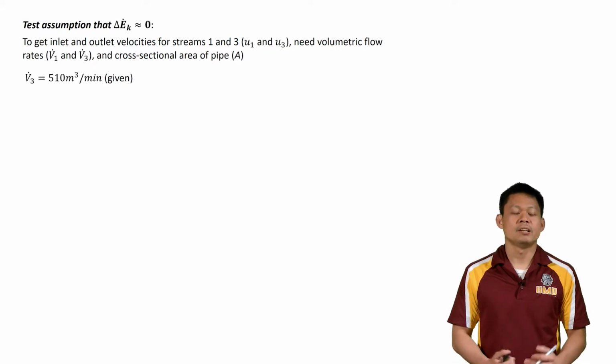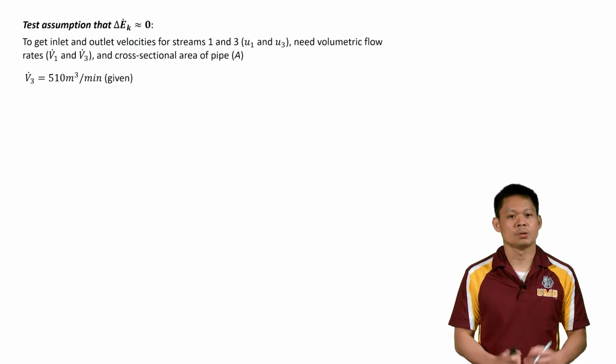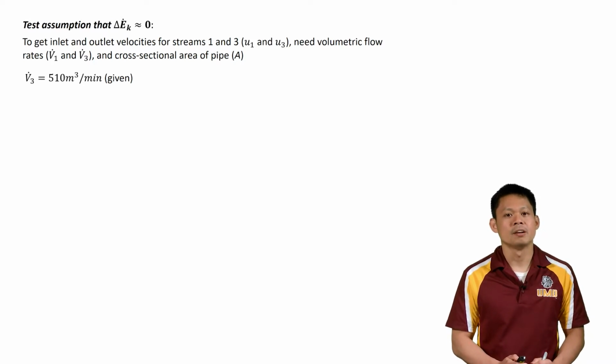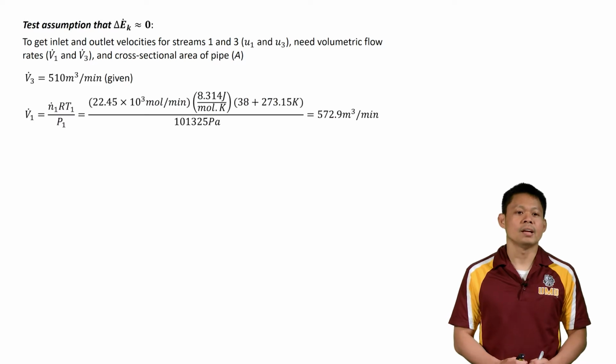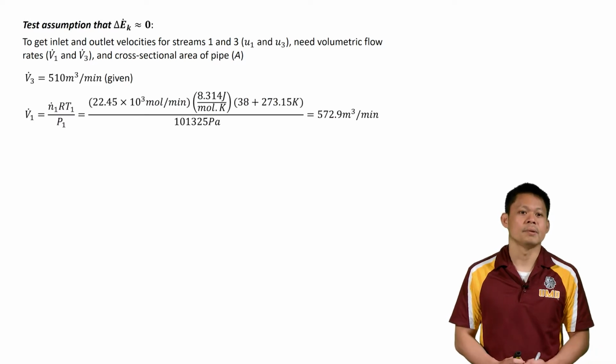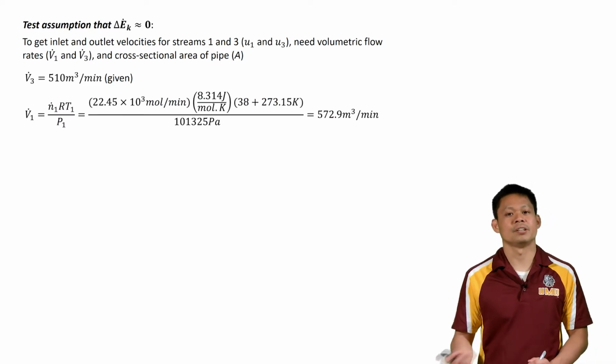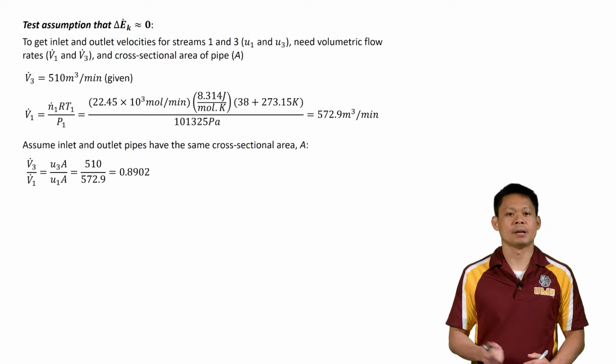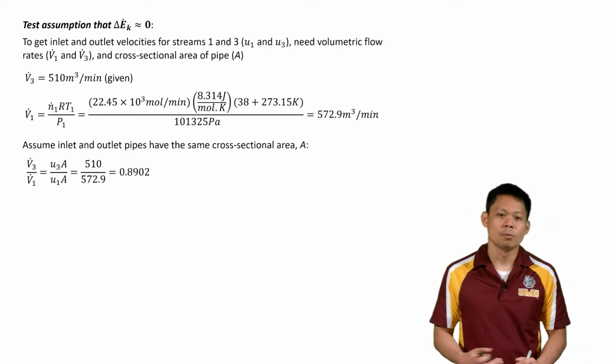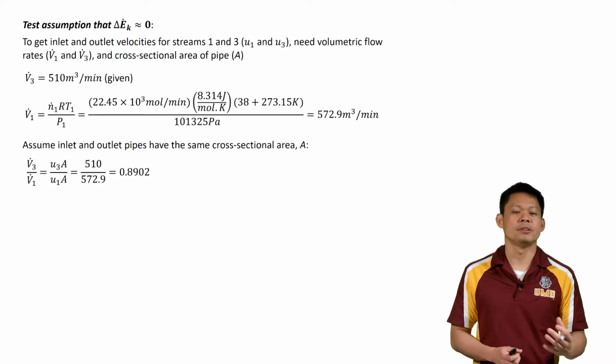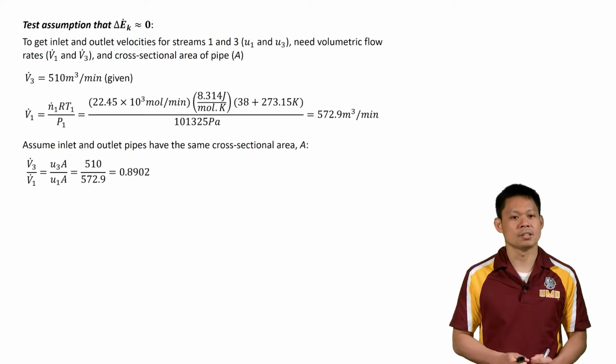To get our U, we need our volumetric flow rates. We have a basis for our stream 3, so we already have the volumetric flow rate. For our stream 1, we have the molar flow rate that we calculated. So we're going to use our ideal gas law to convert it to a volumetric flow rate. What we're going to do now is just assume that the inlet and outlet pipes have the same cross-sectional area. We're not actually going to give it some value. We're just going to assume that it's the same cross-sectional area.